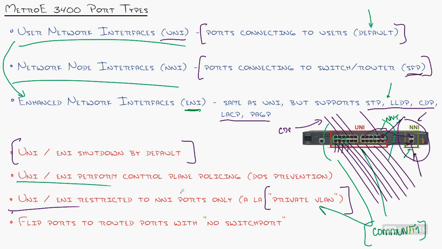UNI and ENI also perform control plane policing. So, for instance, somebody tries to unleash an attack against the carrier switch. Well, just out of the box, UNI and ENI ports will block that. They'll throttle them back down. No, you can't telnet to me. Those kind of things. You can also flip the ports to routed ports.